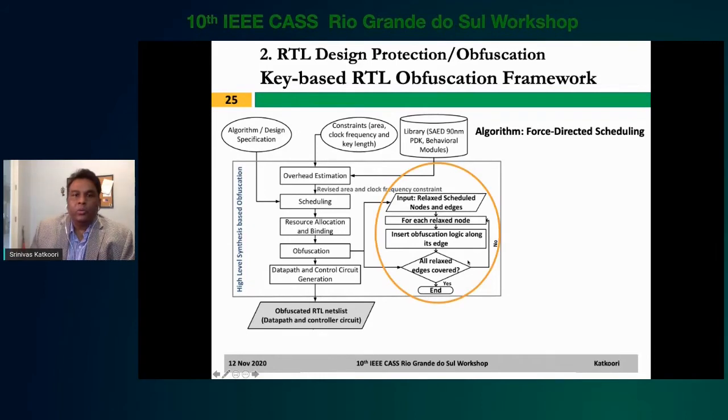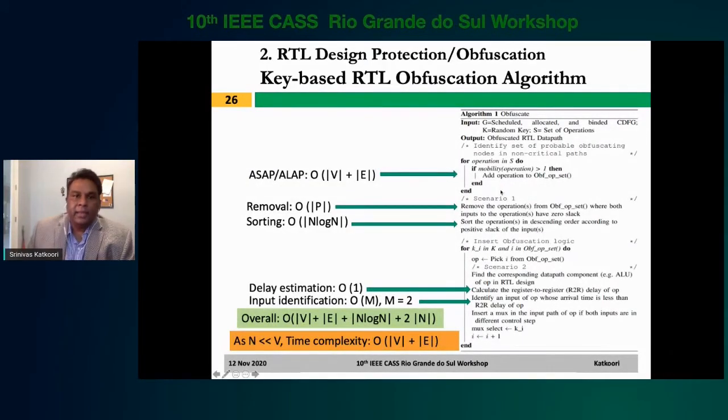Okay, so here is the algorithm that obfuscates the RTL netlist. This is performed during the scheduling. In order to find the slack, we have to perform the ASAP and ALAP algorithms, and depending on that, the mobility.